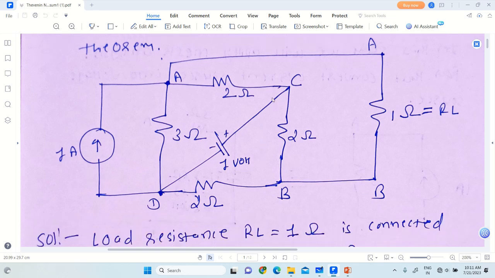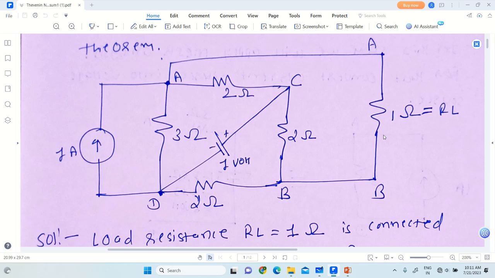So this is the figure. Between A and C, 2 ohm resistance is connected. Between C and B, 2 ohm resistance is connected. Between C and D, 1 volt battery is connected. Between A and D, 3 ohm. Between A and D, 1 amp current source is connected. Between B and D, 2 ohm resistance is connected. And the load resistance is connected between point A and B, and RL is equal to 1 ohm.